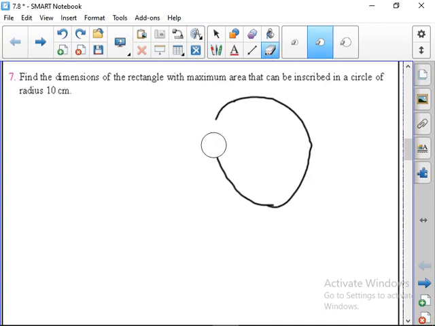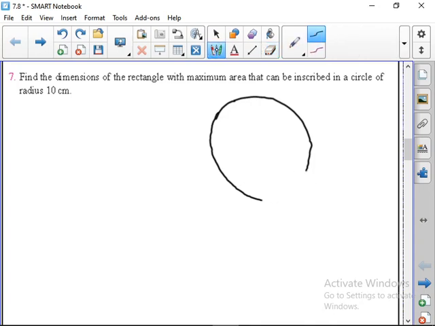A circle of radius 10 centimeter we have to draw, inscribed by a rectangle. Inside the circle there is a rectangle.